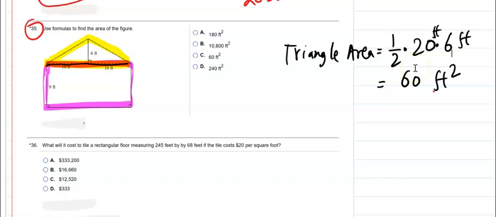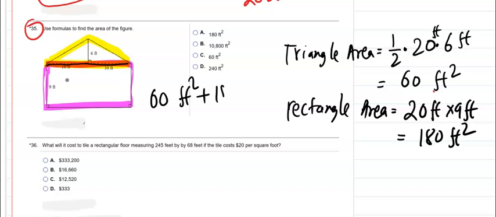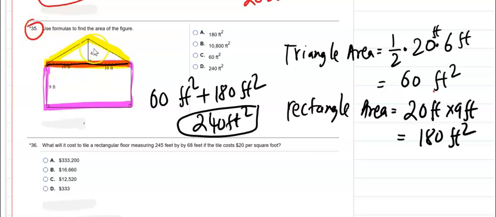So what's the area of this rectangle? Rectangle area equals 20 feet times 9 feet, because rectangle area is length times width, which is 20 times 9, which gives you 180 square feet. So the total is 60 square feet plus 180 square feet. This gives you 240 square feet, the total area of this figure. So the answer is D.